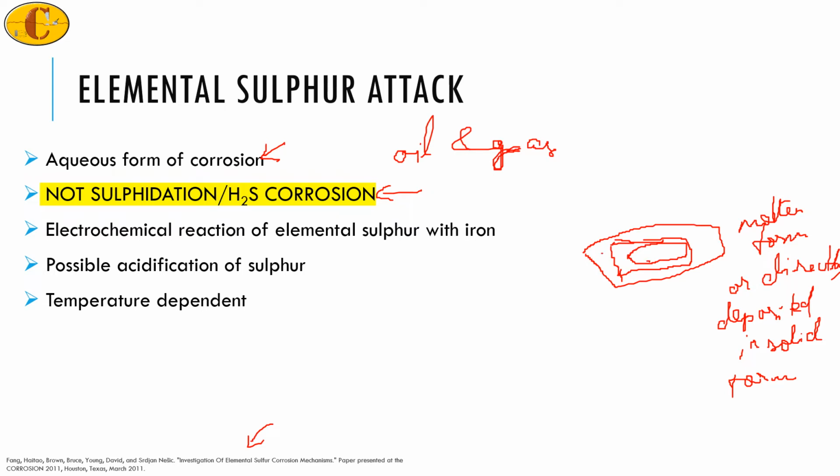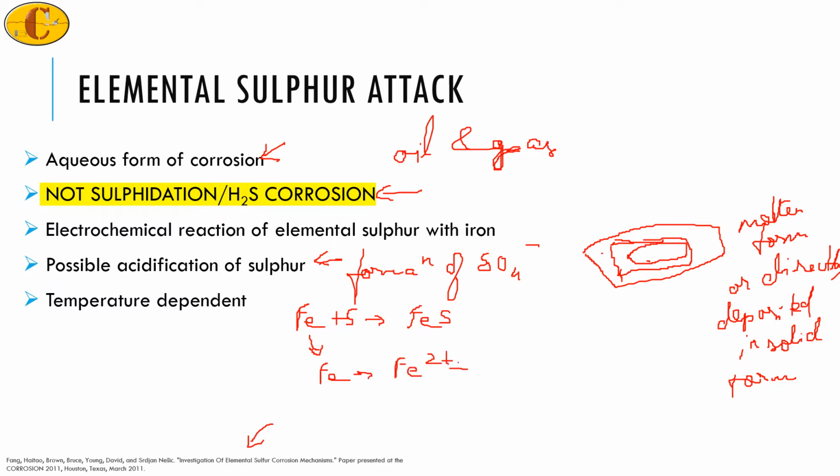This may have two effects. One is acidification of sulfur, that is formation of SO4 ions, and the second is the direct reaction between Fe and S to form FeS. That is majorly where corrosion is going to happen. So Fe forms Fe2+ ions and electrons. This is where the corrosion of Fe will occur. So these are the two main methods in which the sulfur can promote the corrosion of the underlying Fe.